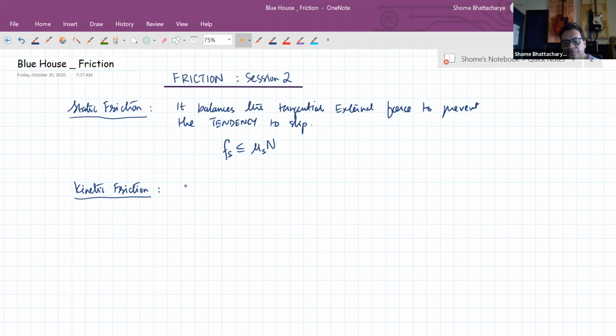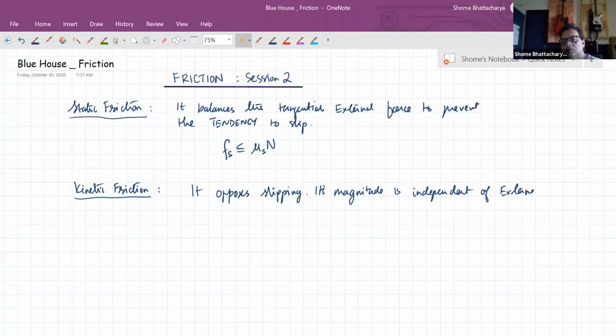So kinetic friction acts in such a way that it opposes slipping. Its magnitude is independent of external force, I mean tangential external force. Of course, its magnitude will be affected by normal external force because normal reaction will be affected by it. So kinetic friction has a fixed magnitude, which is coefficient of kinetic friction multiplied by normal reaction, and its direction always opposes the direction of slipping.